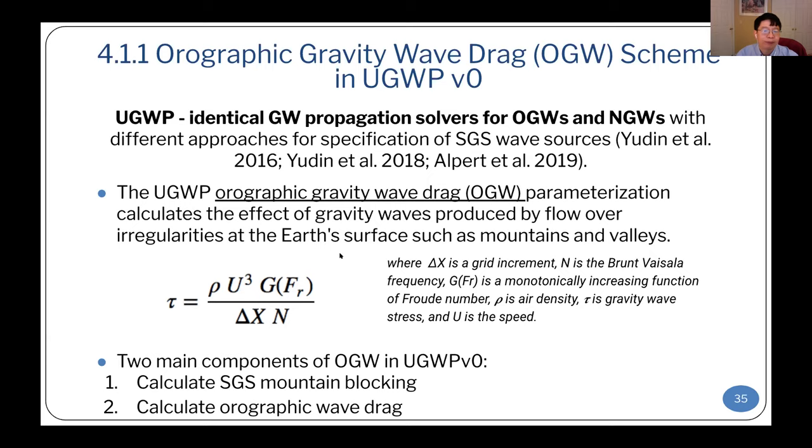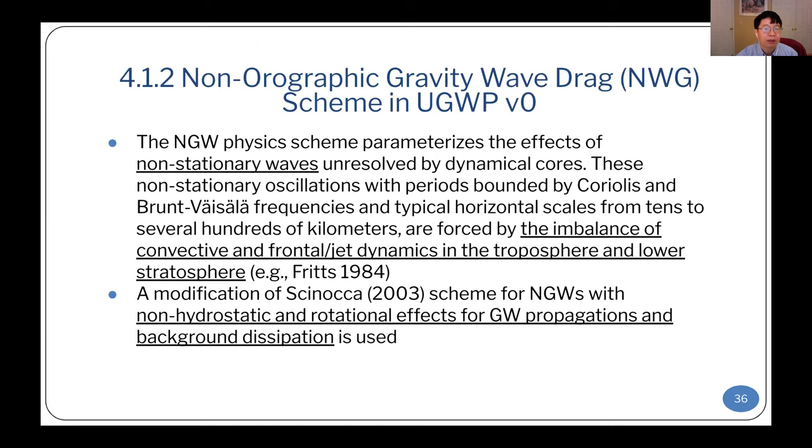This is a simple equation. Tau is the stress, rho is the density, U is the speed. Then G F is the function of the Froude number. Then delta X is the horizontal scale. N is the Brunt-Väisälä frequency. So it calculates the subgrid scale mountain blocking and calculates the orographic wave drag. So this is the orographic gravity wave drag.